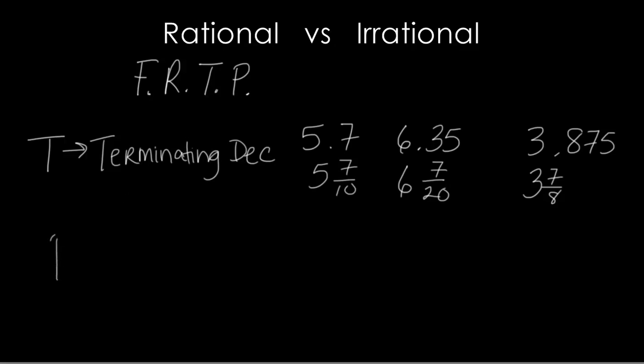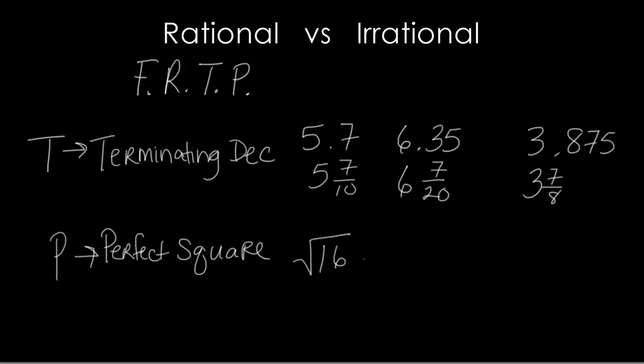So remember, F stands for fractions, R for repeating decimals, T for terminating decimals. Now P stands for anything that is a perfect square. What does a perfect square mean? That means any number that multiplied by itself would give you a perfect square. Let's talk about some examples. Let's say 16. Is 16 a perfect square? Can you take the square root of 16? Yes, you sure can. You get 4.